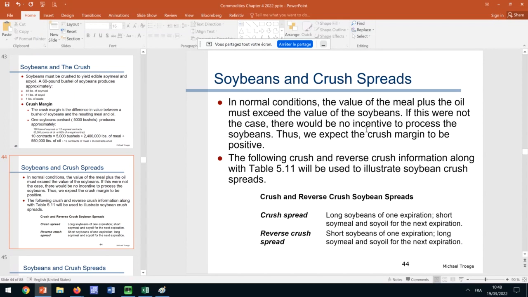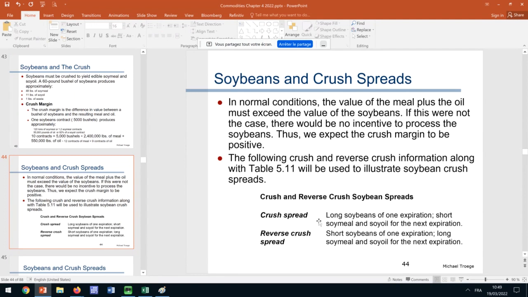Now the crush spread is a position where you place a bet on the output versus the input. The crush spread is long soybeans and short soy meal and soy oil. So you're long the input and short the output. Of course it takes some time for the soybeans to be processed, so you take one contract for soybeans and then the next contract for the soy meal and soy oil. So you buy soybeans and you sell soy meal and soy oil.